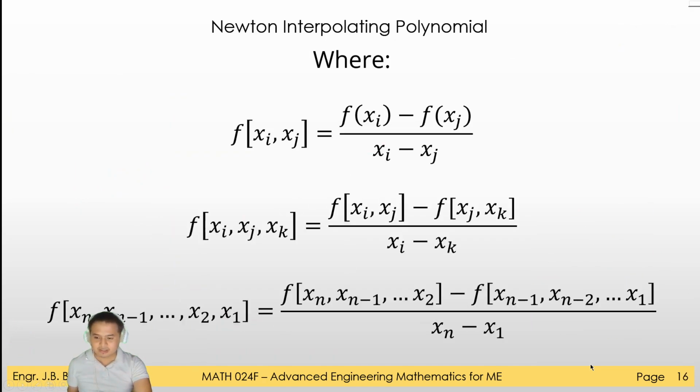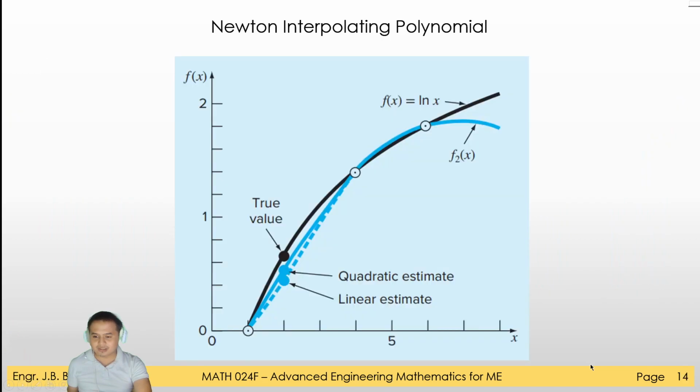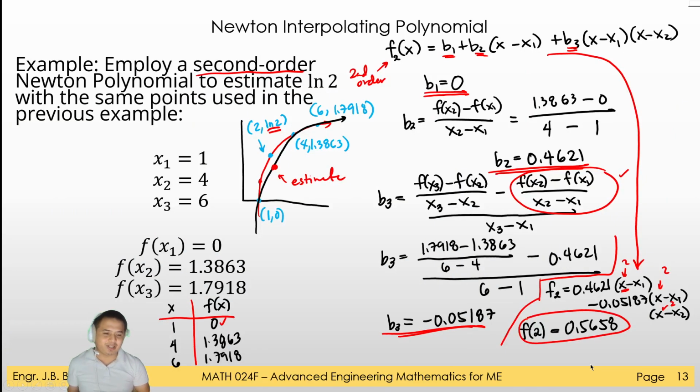Okay, so you have here 0.5658, compared with 0.6931, which is better than the previous linear estimation. So as you can see, if you use a higher order polynomial, most of the time it will be more accurate, but there are cases wherein it might not be accurate. I will discuss that later on at the end of this video.